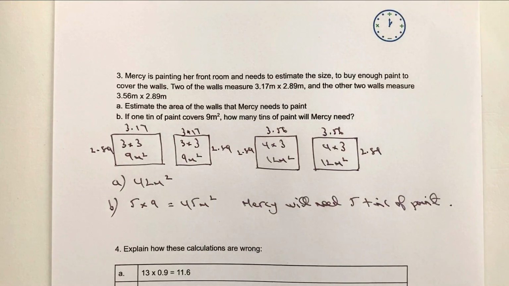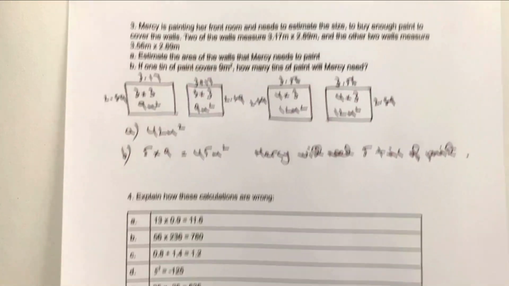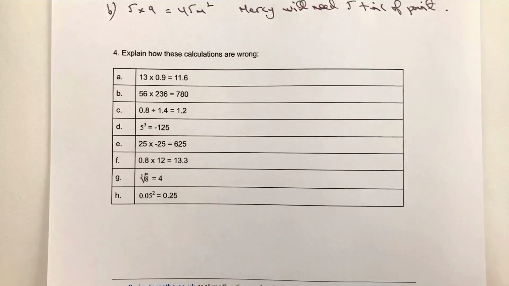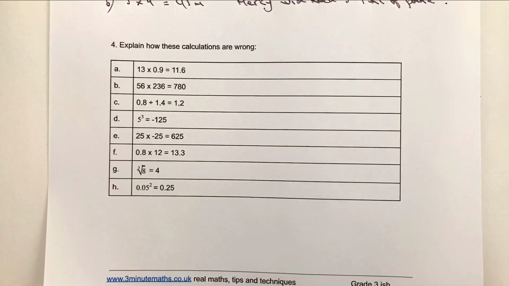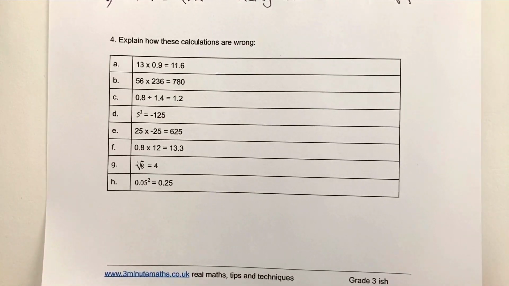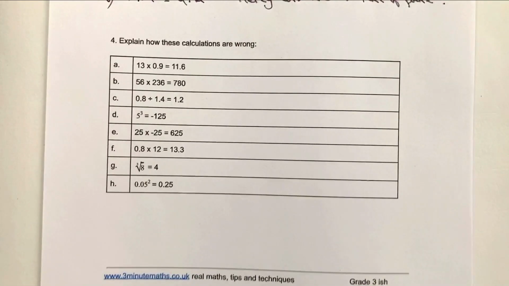Okay, let's move on then to question number 4. Now, this is a bit of a throwaway one. I just thought that it might be useful to pop this in, and it's one of those questions I think is quite useful to work through. So explain how these calculations are wrong. This is a bit of a mix really of estimation skills and other skills that you might need to use.